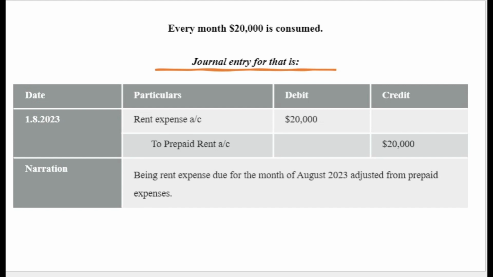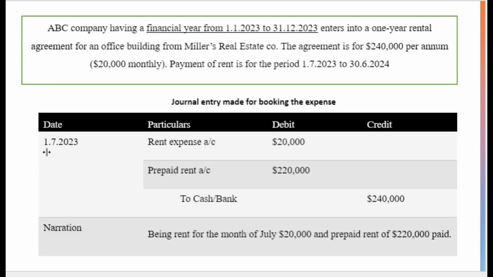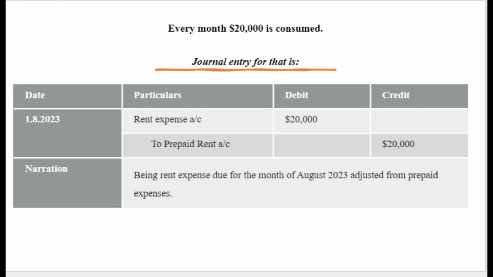Next, the adjustment entry would be passed for every month. That means from July we already passed this entry. In August, we make an entry every month. August, September, October, November, December, we make this entry till 31st December, so that every month this $20,000 is added onto the expense account. So in the month of August, we make this entry as rent expense account $20,000 debited to prepaid rent account $20,000. Being rent expense used for the month of August 2023, adjusted from prepaid expense.